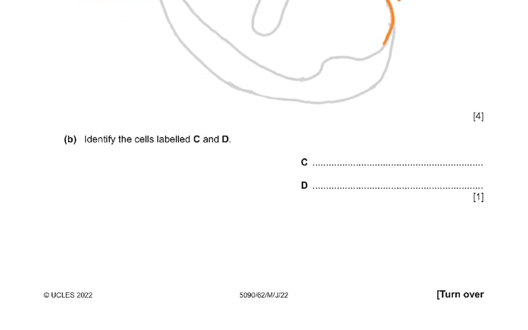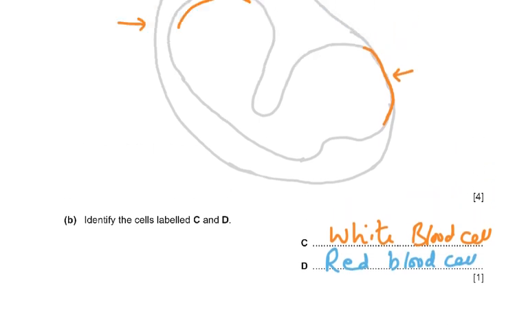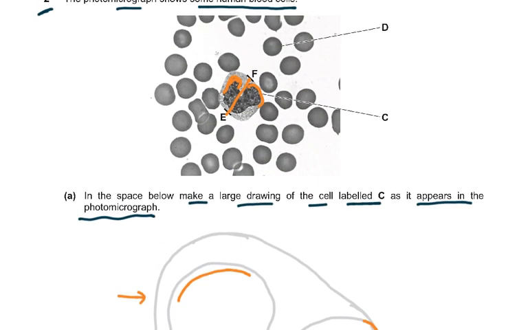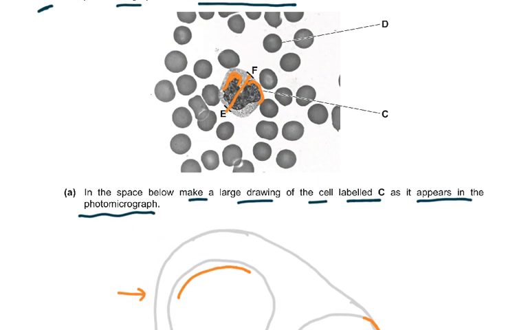Now it says identify the cells labeled C and D. C is a white blood cell, and D is a red blood cell. This was only for 1 mark, but it is very clear that you all had to underline it. Or you could have said a phagocyte. They haven't said that, but white blood cell is fine because it said the type of cell.